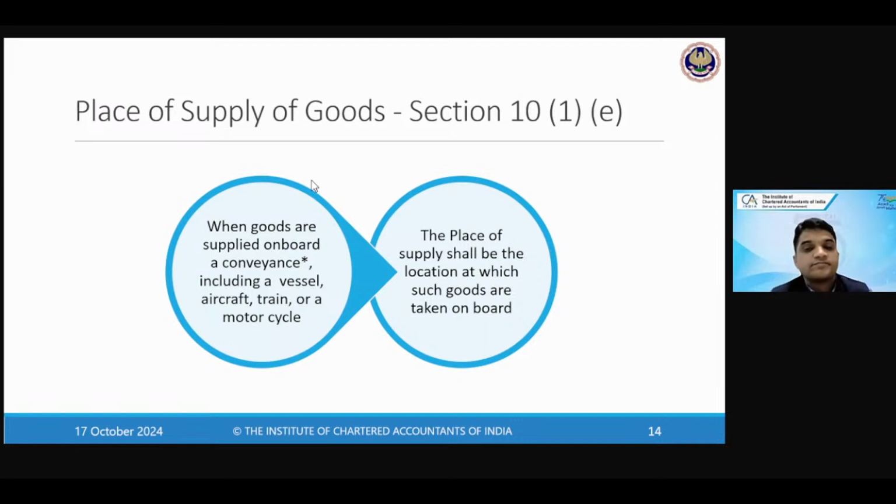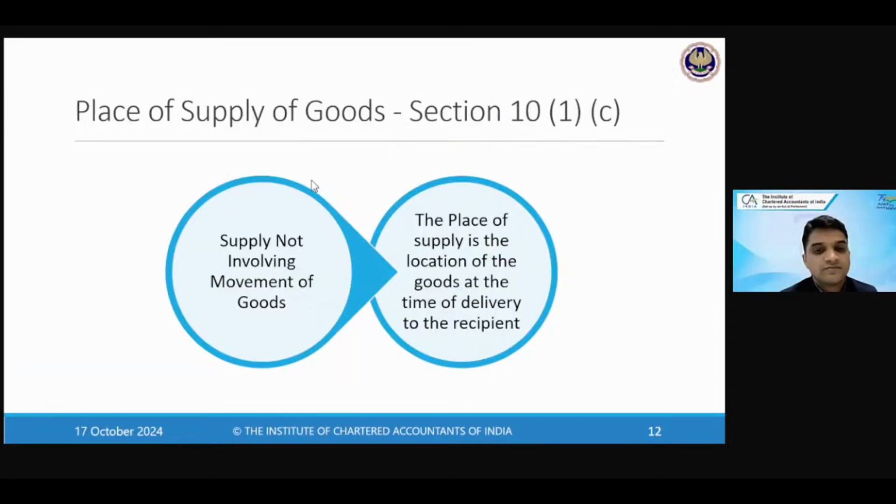ओके सर. सर, मुझे एक थर्ड पॉइंट समझ नहीं आया, नॉट इन्वॉल्विंग मूवमेंट वाला. वो इंस्टॉलेशन वाला है ना. नो सर. Where the supply not involving movement, the place of supply will be the place at the time of delivery to the recipient. एक फिर से एक दूसरा एग्जांपल देता हूं मैं.